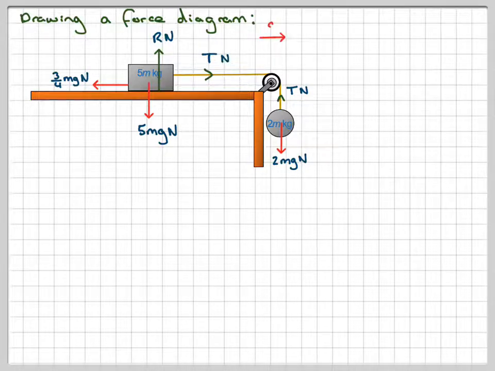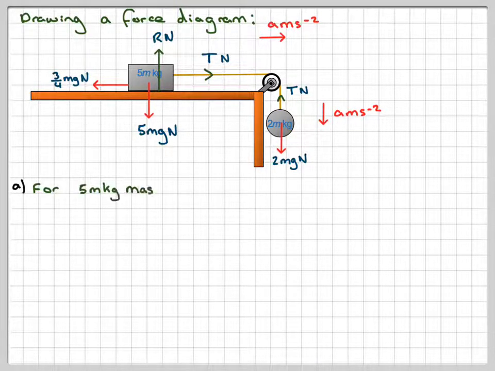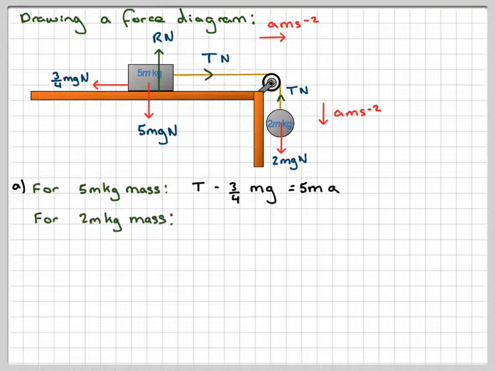We have an acceleration here going this way, and for this one, the same acceleration going that way. Right, if we now resolve each one: resolving this one horizontally, we have T minus 3/4 mg is equal to the mass, which is 5m, times the acceleration. And for this one, resolving vertically, 2mg minus the tension is equal to 2ma, mass times the acceleration. Label those 1 and 2.